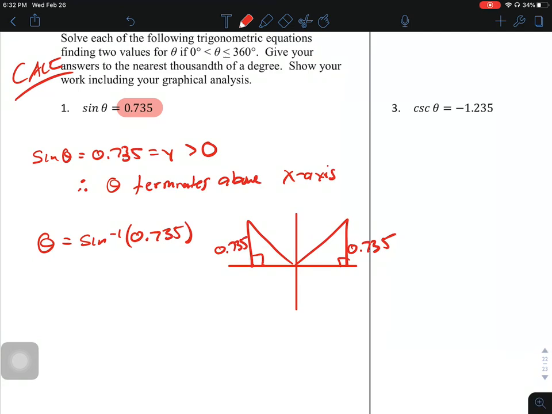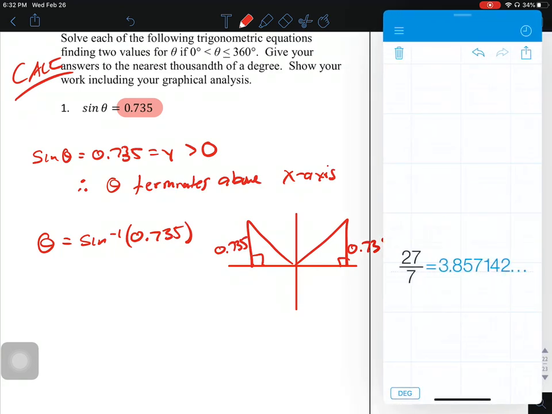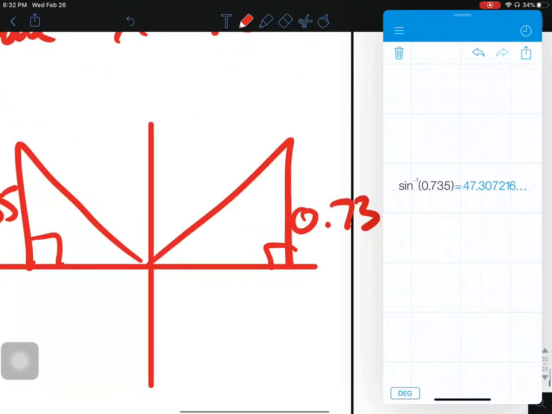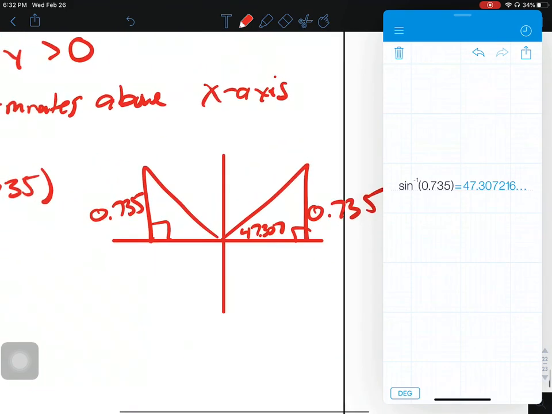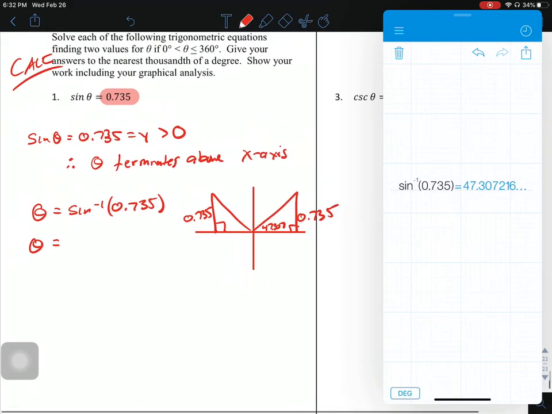If you put into your calculator sine inverse of 0.735, you're going to get that theta, keep in mind, is 47.307. That's this angle right here in standard position. So that's one of the angles that's in degrees.